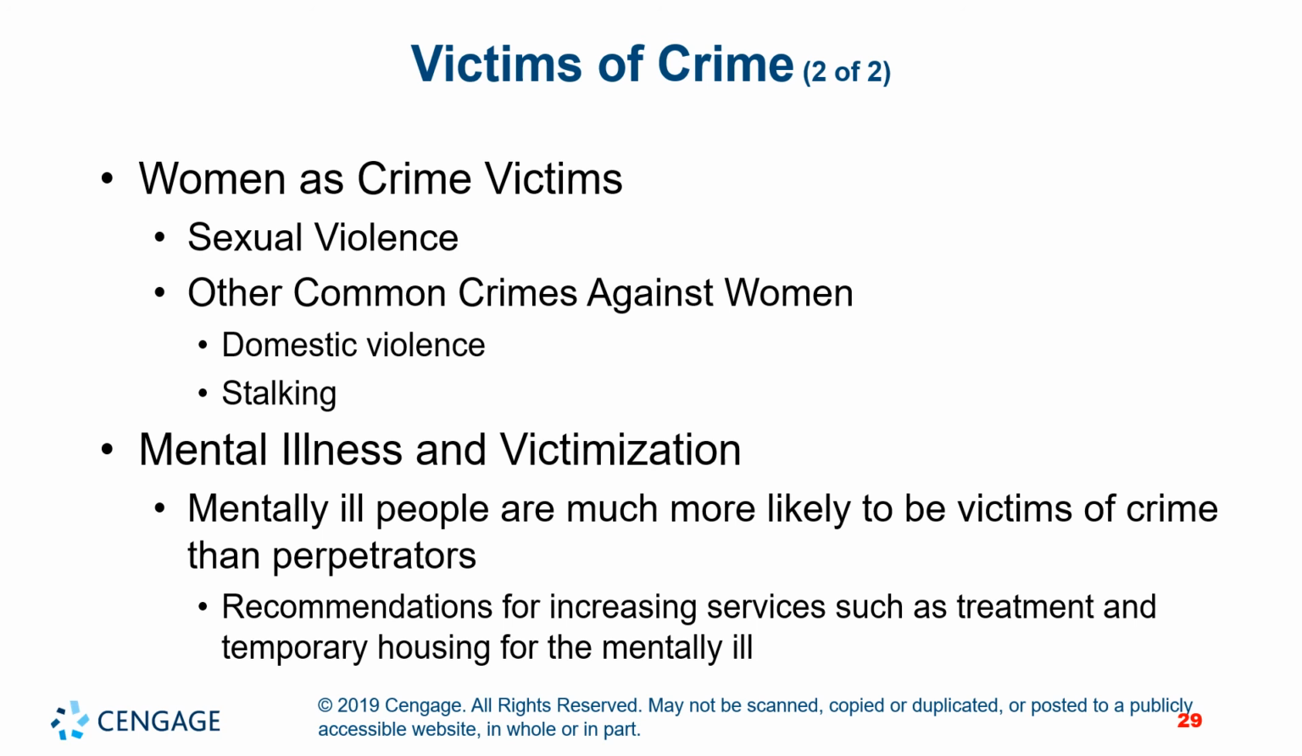Mental illness and victimization: people with mental illnesses are much more likely to be victims. Mental illness often interferes with a person's ability to find and keep employment and leads to poverty, which correlates with victimization. The mentally ill are more likely to be homeless, which is a circumstance that leaves them particularly susceptible to crime. Mental illness can interfere with the person's ability to make prudent decisions in potentially dangerous situations.